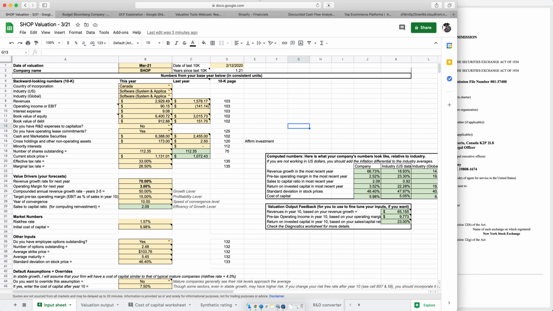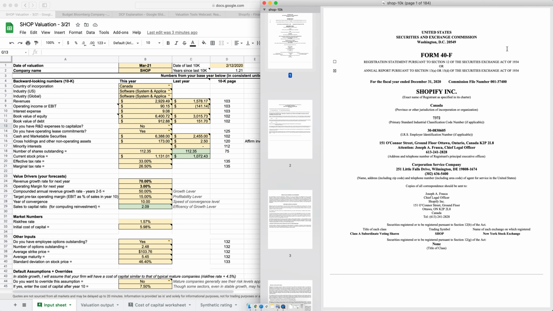So we're going to do that by looking at one specific example, in this case Shopify. We're going to be looking at their 10K, in this case it's called the 40F because they're based in Canada, but basically it's the same thing. We're going to be looking at their annual report, punching information into the spreadsheet to get a valuation back.